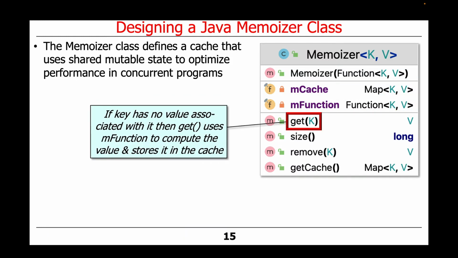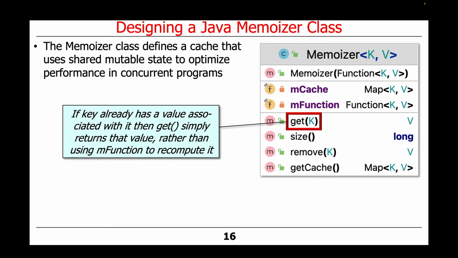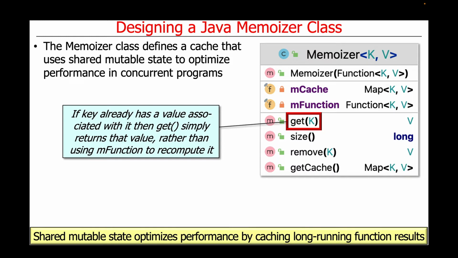It does this by calling the get method, passing in the key. If the key has no value associated with it yet, then get uses mFunction to compute the value and stores it in the cache. If the key already has a value associated with it, however, then get simply returns that value, rather than using the mFunction field to recompute it. This use of shared mutable state helps to optimize performance by caching the results of long-running functions.